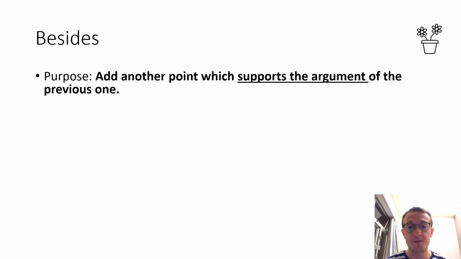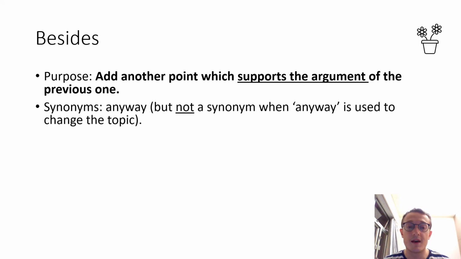So, the next word we're going to look at and see how it is different from the first word is besides. So the purpose of besides is to add another point which supports the argument of the previous one, and obviously within the same umbrella topic. Synonyms include anyway, but be careful here because we don't mean it when anyway is used to change the topic. We mean a different kind of anyway.